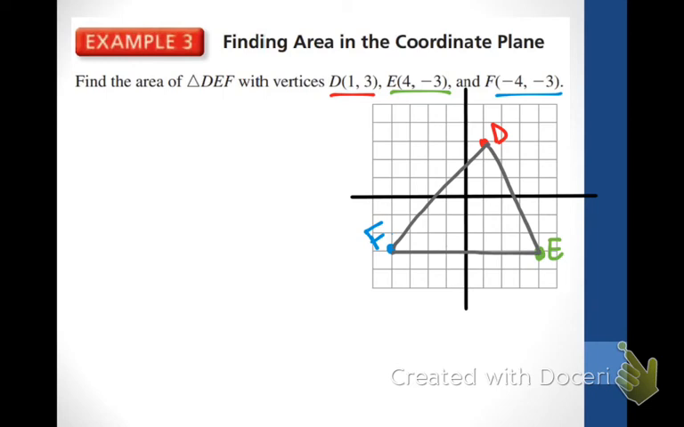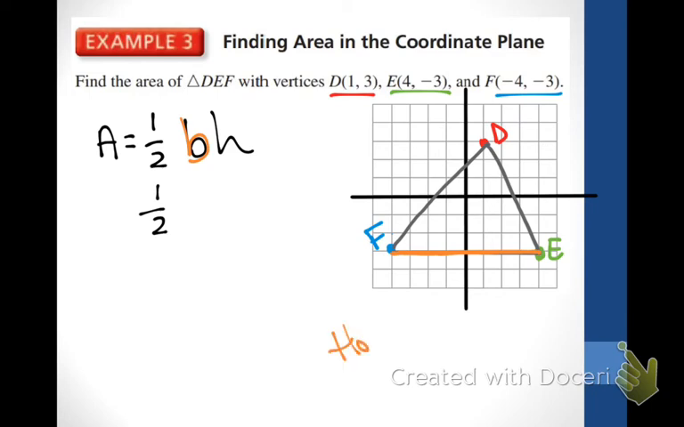So, to find the area, we're going to use the area formula for a triangle: 1/2 times the base times the height. So the base, remember, is going to be the horizontal line. So here, the horizontal line is FE, okay? So this is a horizontal line.